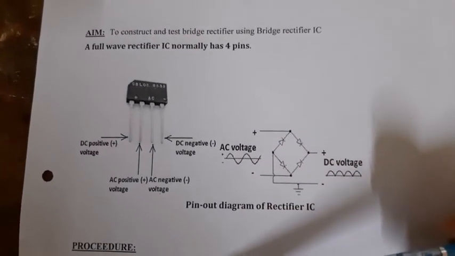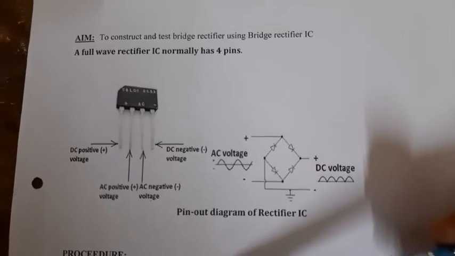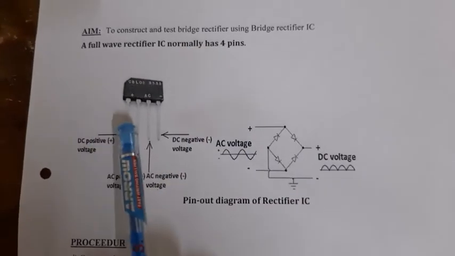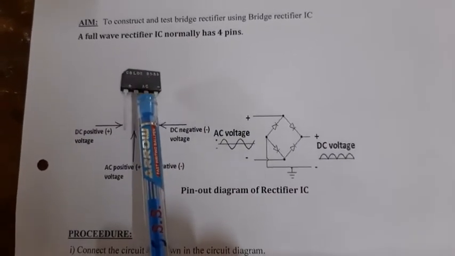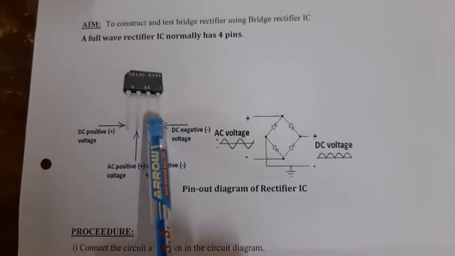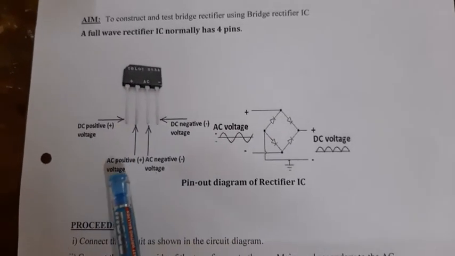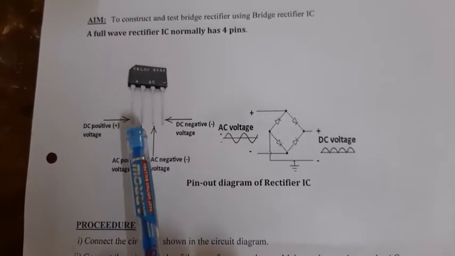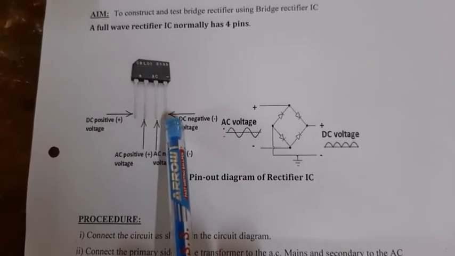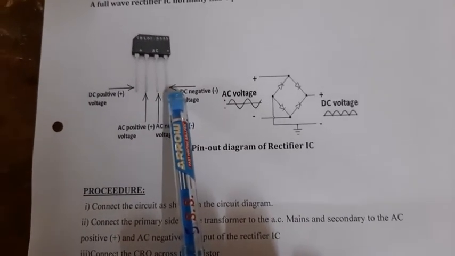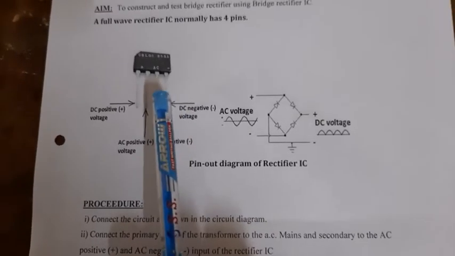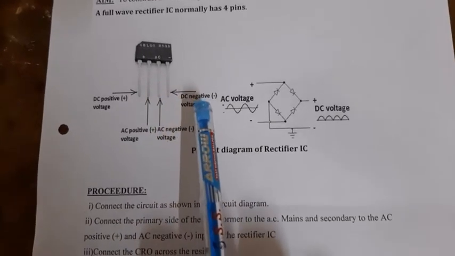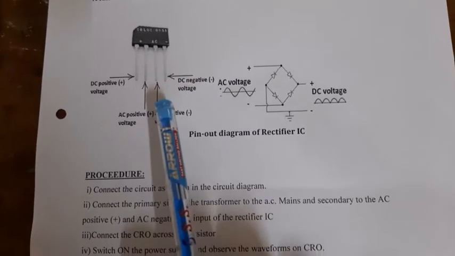Students, now let's see the output waveform for the bridge rectifier using bridge rectifier IC. So the IC which we are using is the full wave rectifier IC. It contains 4 pins in total. Among these 4 pins, 2 pins are used for AC input and the DC output is obtained across the other 2 pins. So the circuit connection is the same for this also. Here we will take one IC and connect the input AC across it, and then the DC output is obtained.